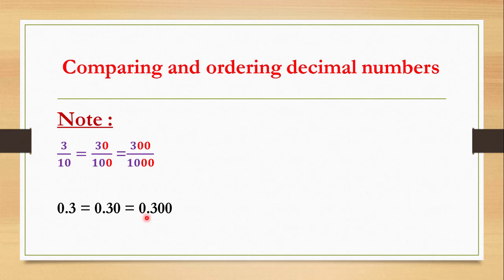What does it mean? It means that if you add 0 to the right of the decimal fraction, the value doesn't change. Again, if we add 0 to the right of any decimal number, its value will not change.